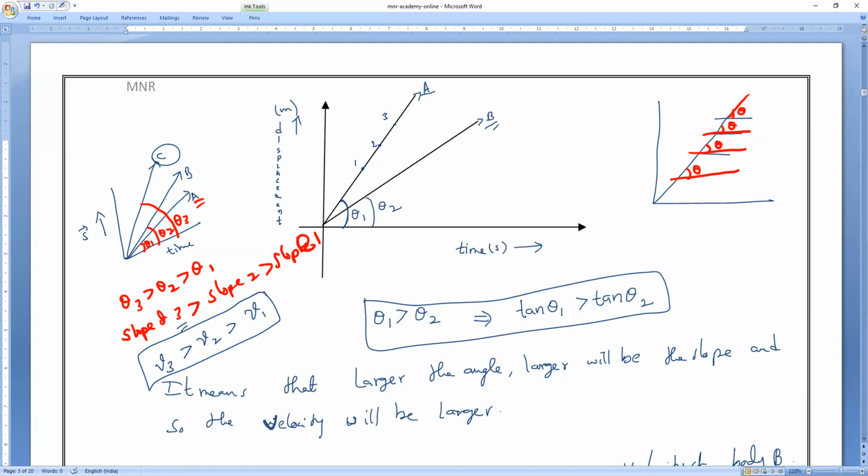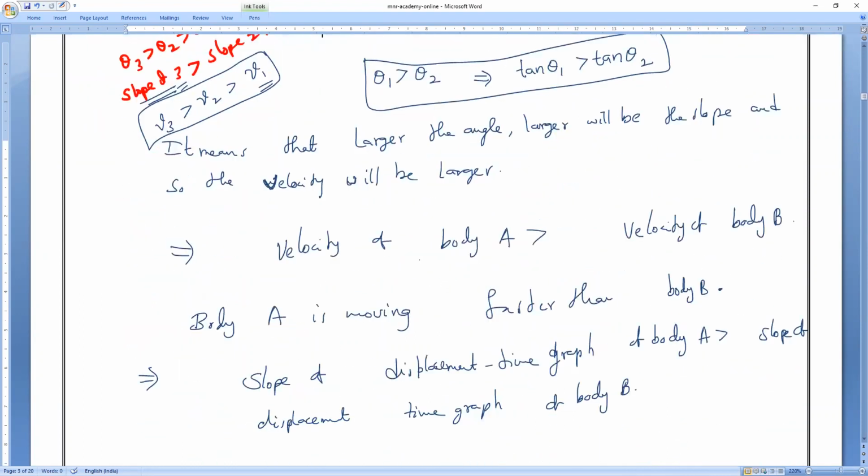Understand, everybody? If theta increases, the slope also increases. If the slope is increasing, velocity is increasing. That's all, Sanjay. Understood? Please respond. Lingesh? Okay, sir. Sanjay, clear now?